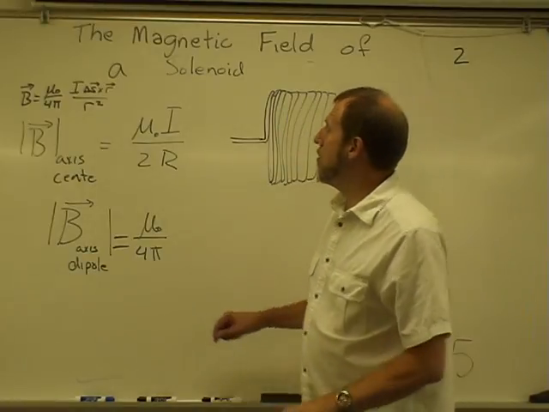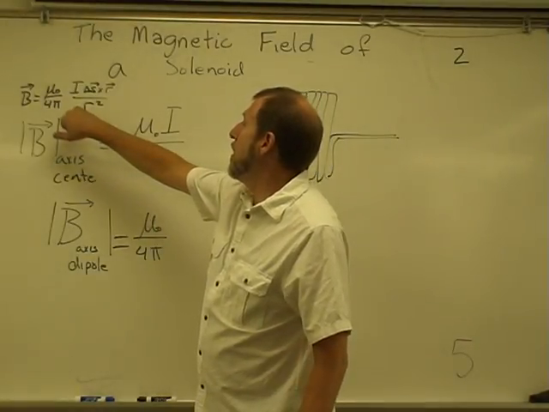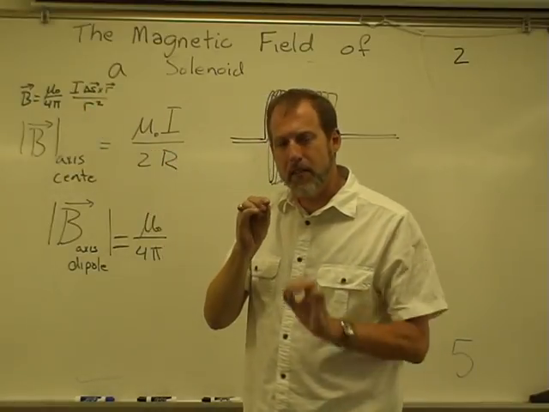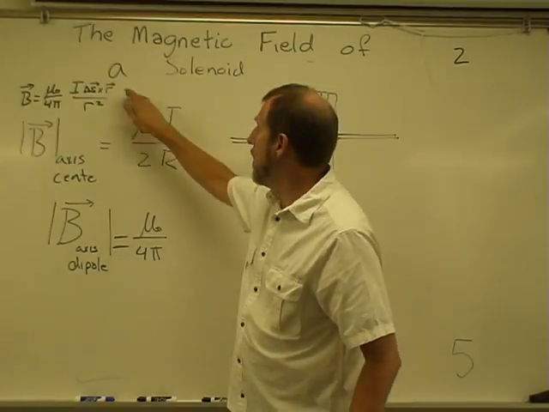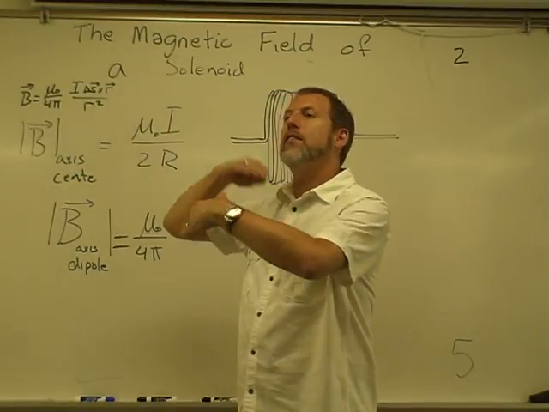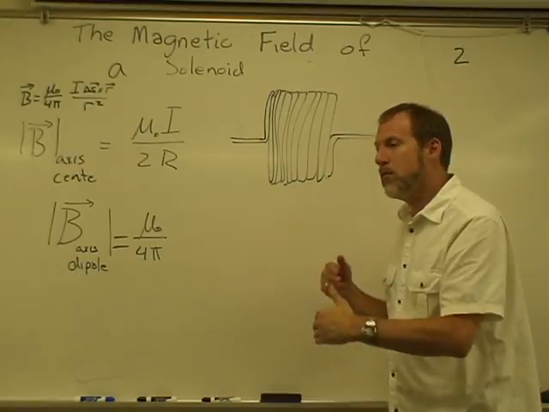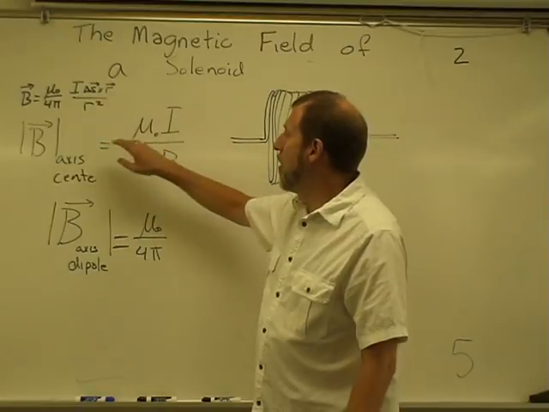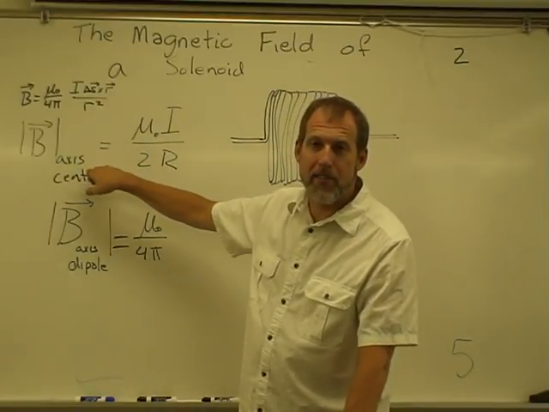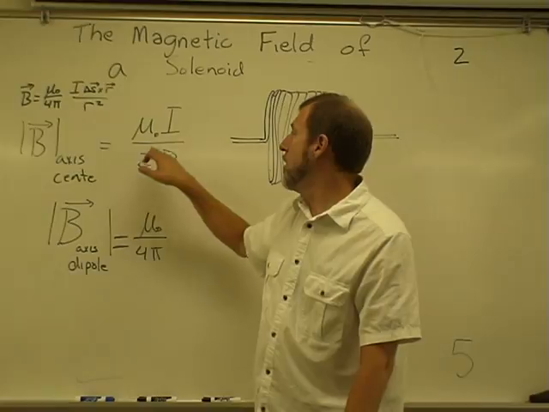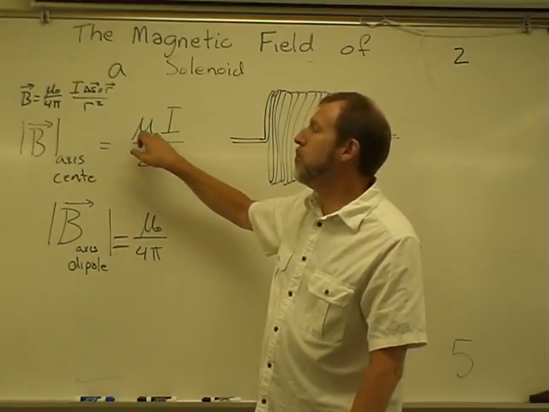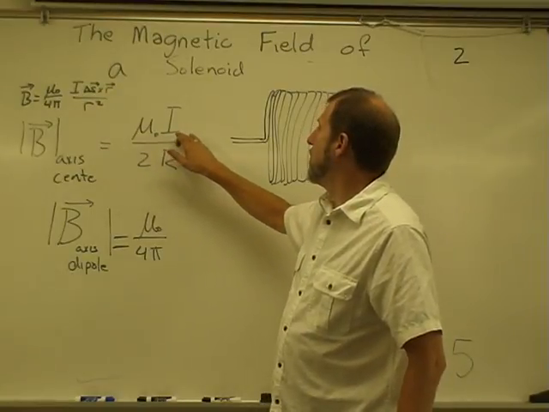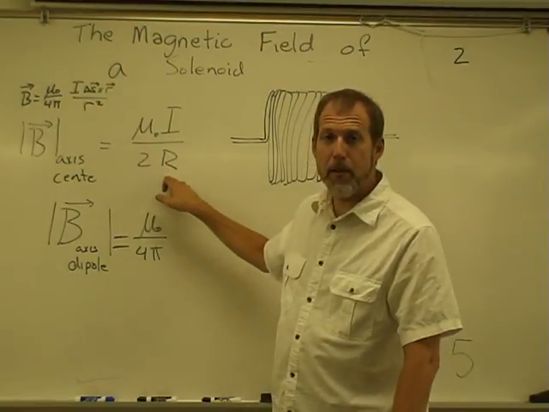Okay, we've looked at the magnetic field for a small piece of a current, a little differential length ds of a wire. And if we take that and extend that and look at one loop of wire with current flowing through it, the magnetic field on the axis of that loop, at the center of the loop, is given by mu naught, the permeability of free space, times the current divided by 2 times the radius of that loop.